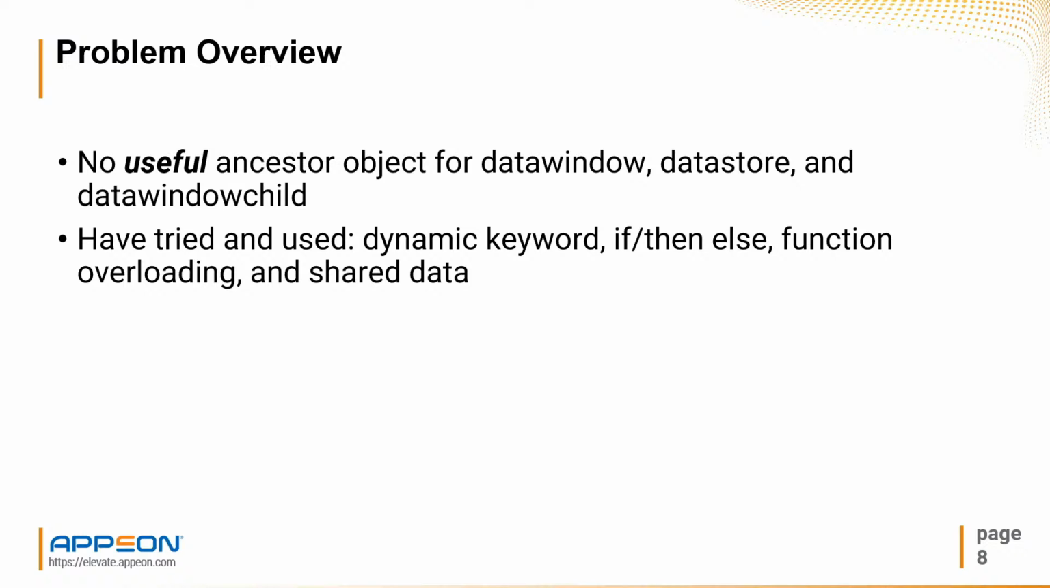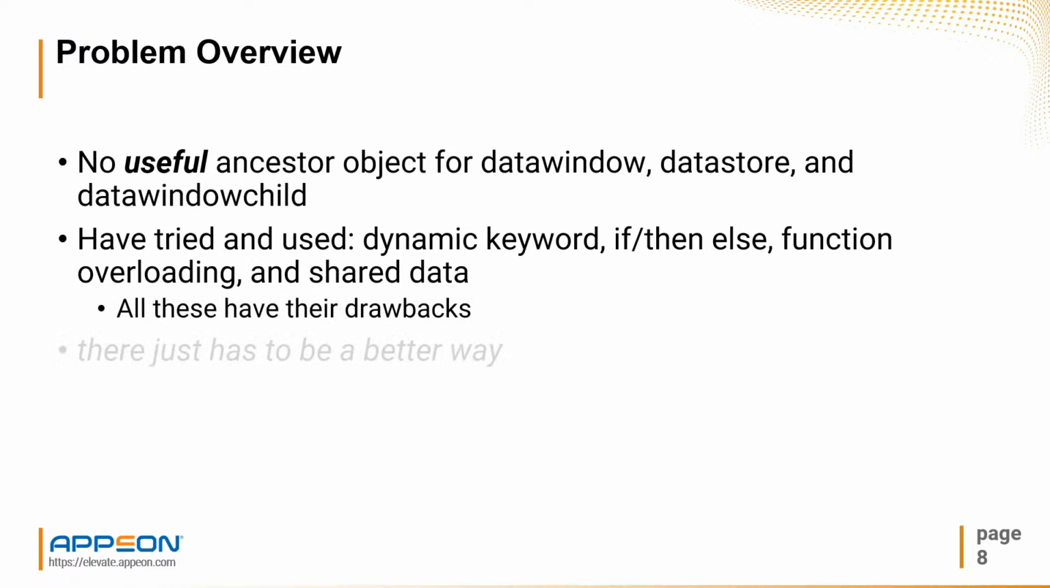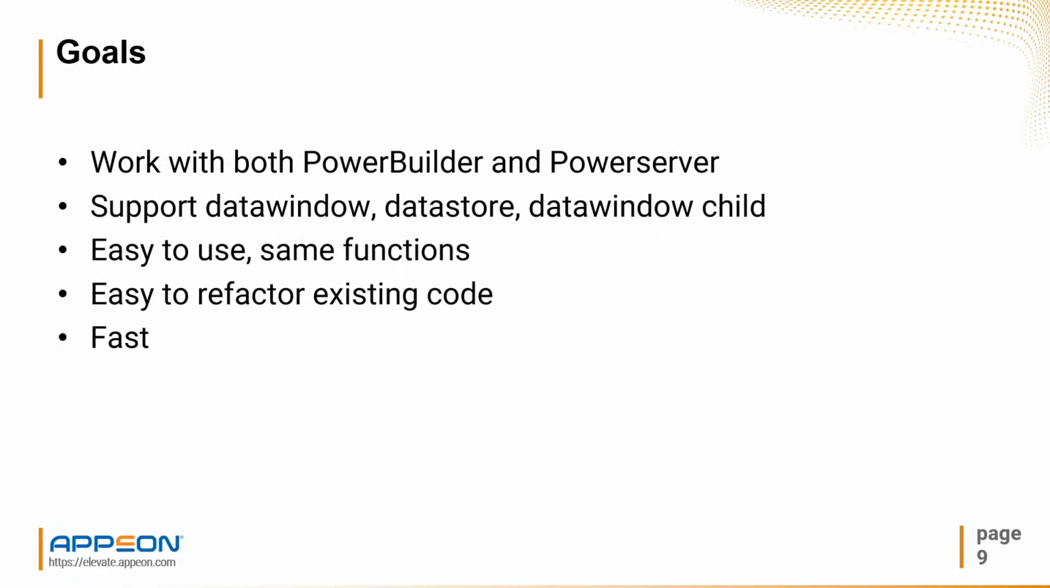Some of the options for getting around that are using things like the dynamic keyword, if-then-else, which was in my example. You can also use function overloading, and you can also use shared data. I'll go over how all of those work, but ultimately, they all have their own drawbacks, and none of them really solve the problem of having a relatively easy to use object that works truly like a common ancestor object. It really comes down to there just has to be a better way for all this stuff to work.